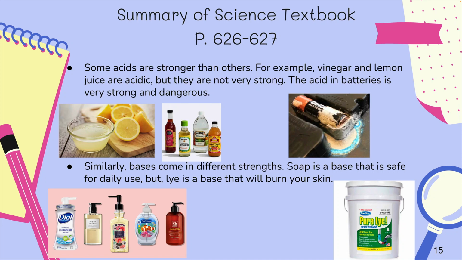Okay, you are going to use pages 626 and 627 in your textbook as you complete this next section, so you can have your textbook open. A summary of these pages says that some acids are stronger than others. For example, vinegar and lemon juice are acidic, but they're not very strong. The acid in batteries is very strong and dangerous. Similarly, bases come in different strengths. Soap is a base that is safe for daily use, but lye is a base that will burn your skin.